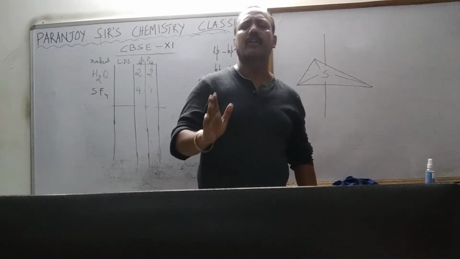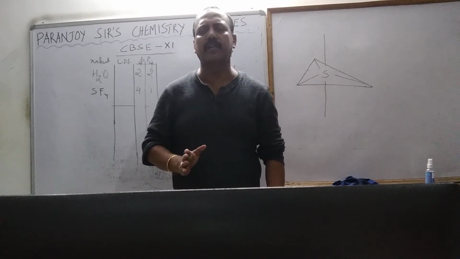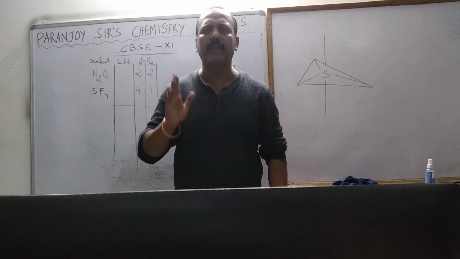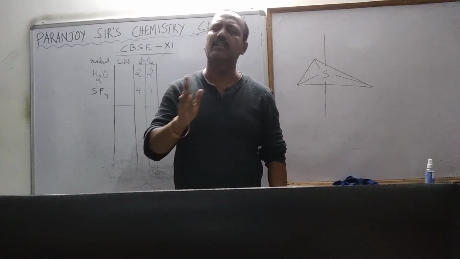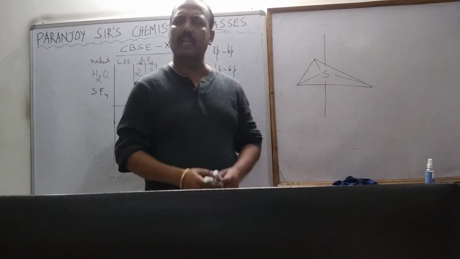So if the question comes that why the lone pairs in a trigonal bipyramidal structure are placed in an equatorial position. Why? Because it minimizes the force of repulsion. It minimizes the repulsive force between the electron pairs.